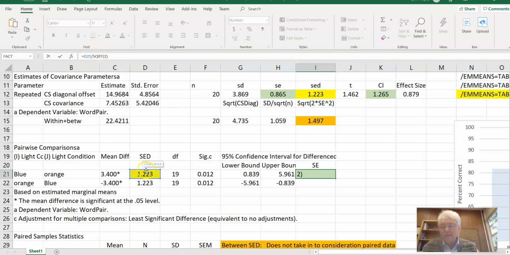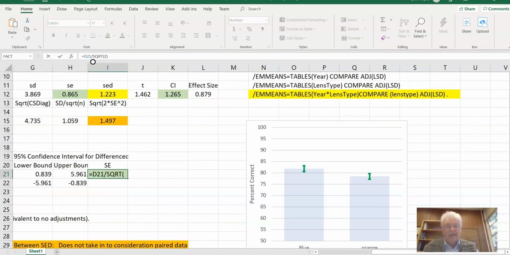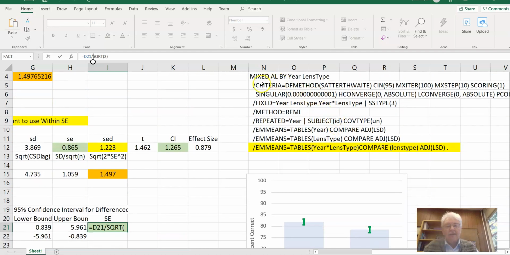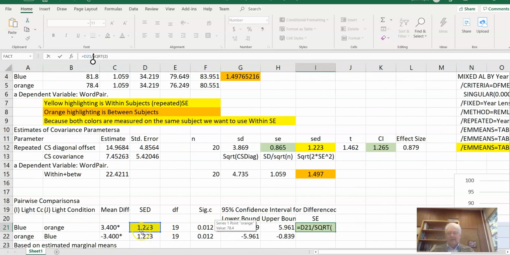Now, in this case, you don't have to hack your syntax in order to get a comparison of a main effect. In other cases you do have to hack your syntax. This is an example from the Chow data where we had year by lens type, and when we get the expected means, it's a year by lens type. We don't get this compare, so you need to add COMPARE lens type ADJ(LSD). You just copy this down there and add lens type in parentheses. And when you run this on the interaction term, then you will get your standard error of the difference.